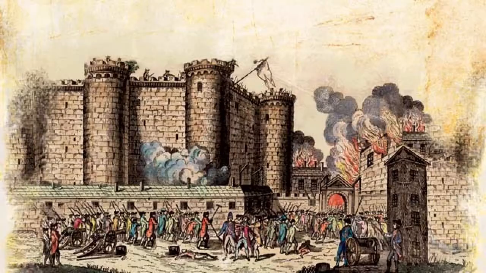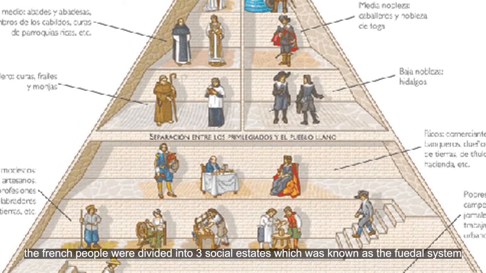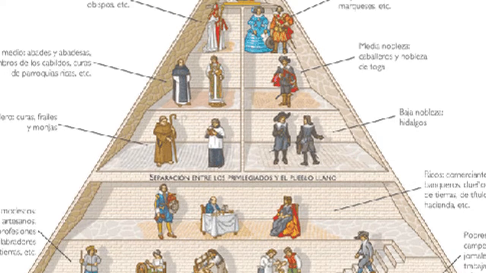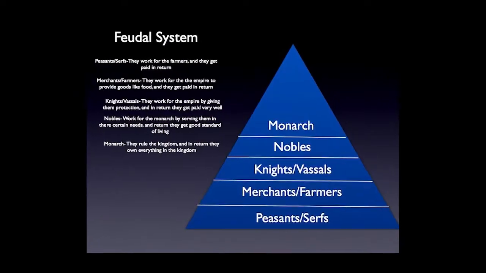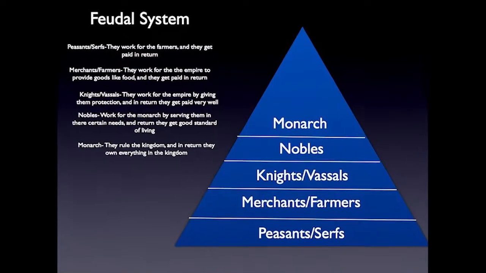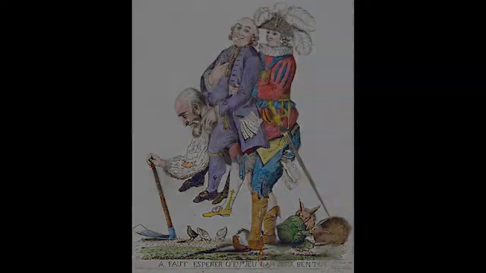Way before the revolution, the French people were divided into three social estates, which was known as the feudal system, which existed in most of the European countries at that time. The feudal system divided the French people into clergy, nobility, and the commoners, and above all, there was the king.